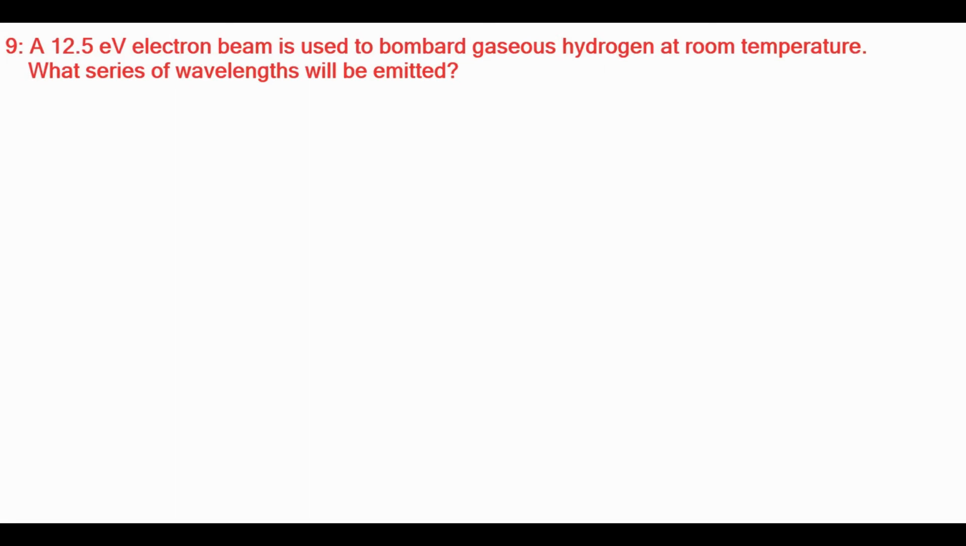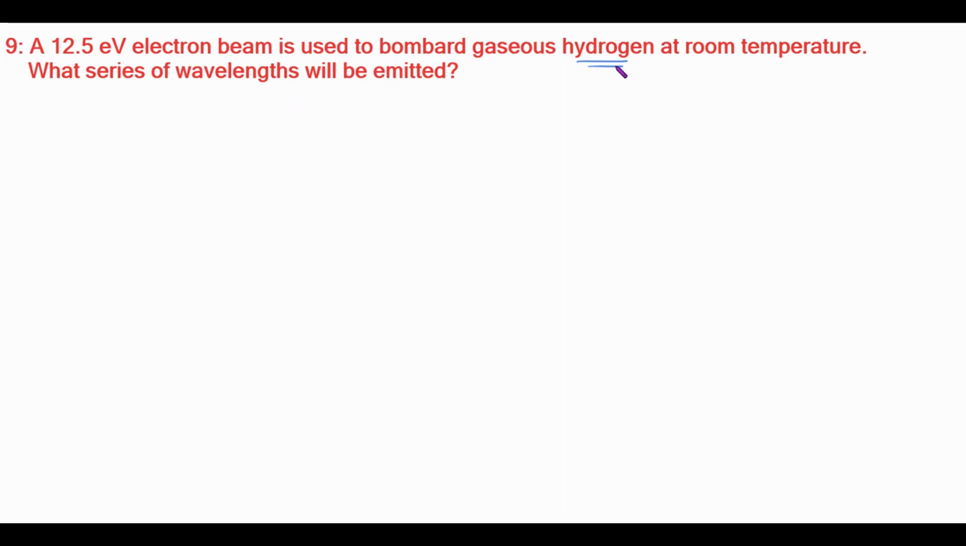Next numerical here. A 12.5 eV electron beam is used to bombard gaseous hydrogen at room temperature. What series of wavelengths will be emitted? So here the electron beam having 12.5 electron volt is bombarded on gaseous hydrogen at room temperature. We have to calculate which series of wavelength will be emitted.